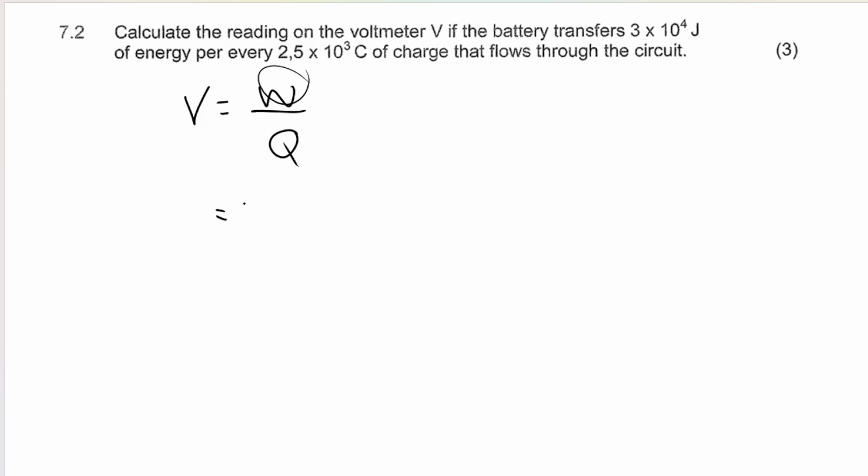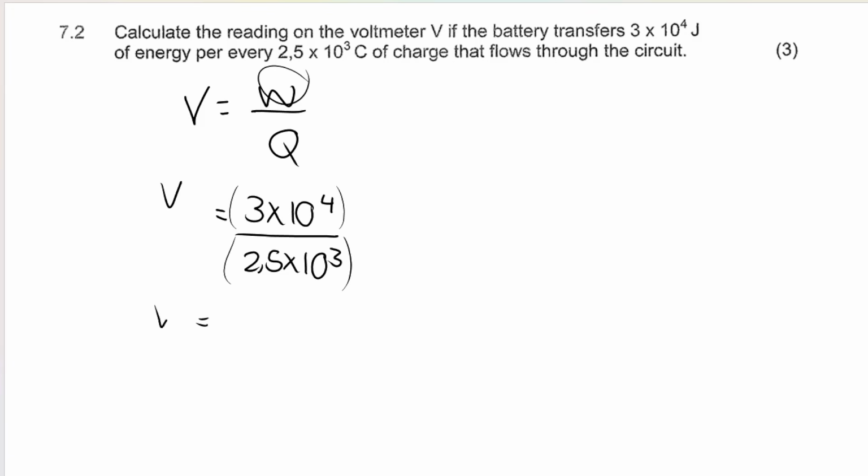So they give me the work or the energy. It's 3 times 10 to the power 4. They give me the charge. It's 2.5 times 10 to the power of 3. Use brackets, divide them, and you should get your answer for voltage or potential difference, which is the reading on the voltmeter, which is 12 volts. Remember, you're reading the reading on the voltmeter, it's measured in volts. That's it. This is one formula that we can use in order to work out the reading on a voltmeter or voltage.